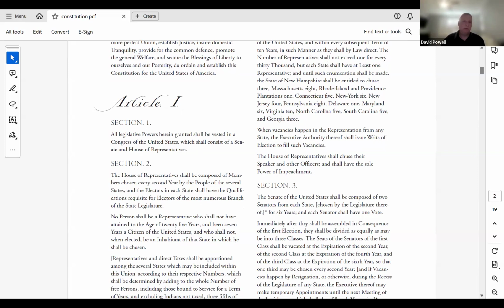We know that the House of Representatives was designed to be the lower house that's more closely aligned to the people, that members of the House are selected directly by the people, elected as you would do in a republican form of government. The U.S. Senate, however, is the upper house, and under the original Constitution, members of the Senate were selected by state legislatures as opposed to being elected directly by the people.